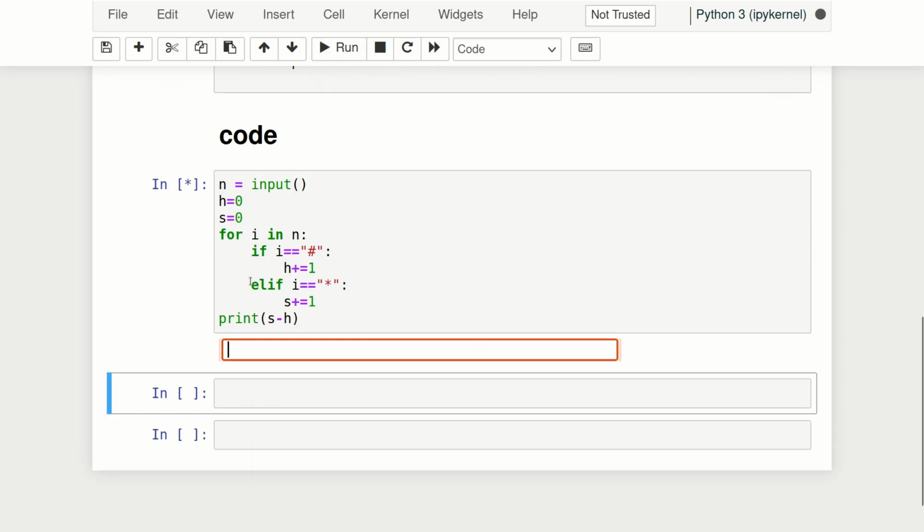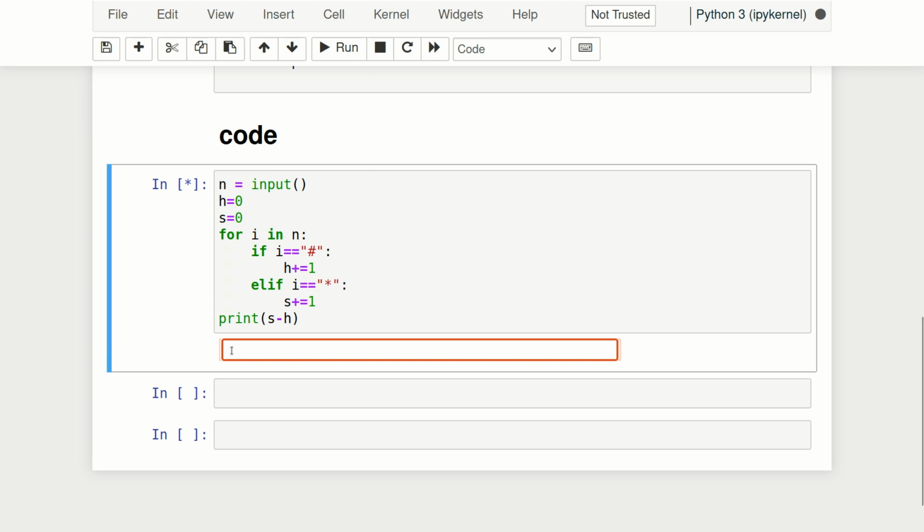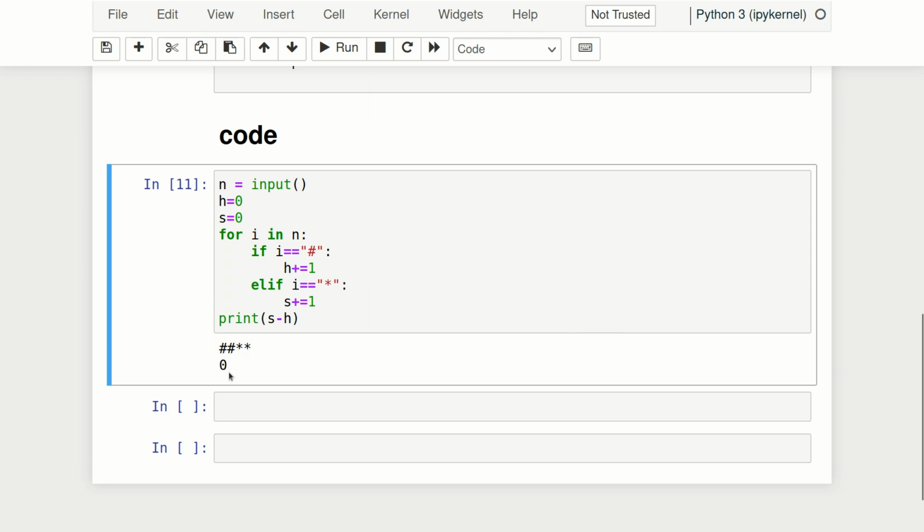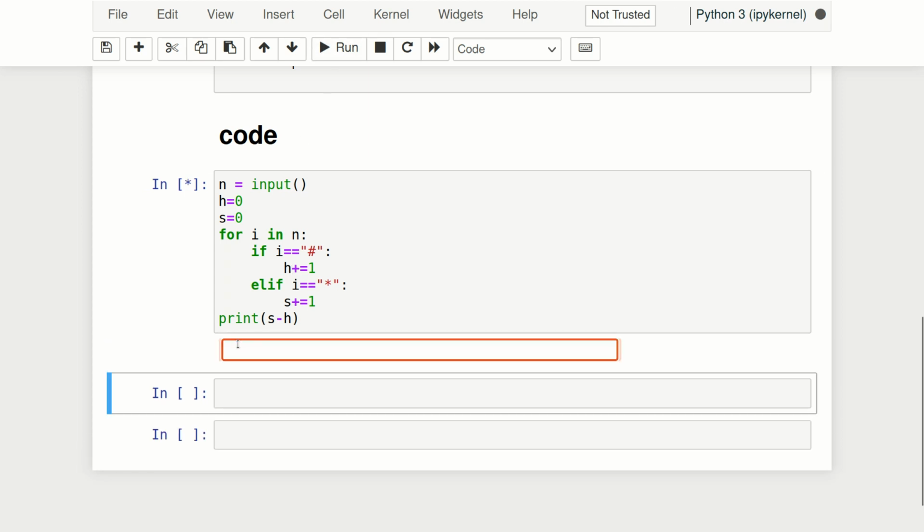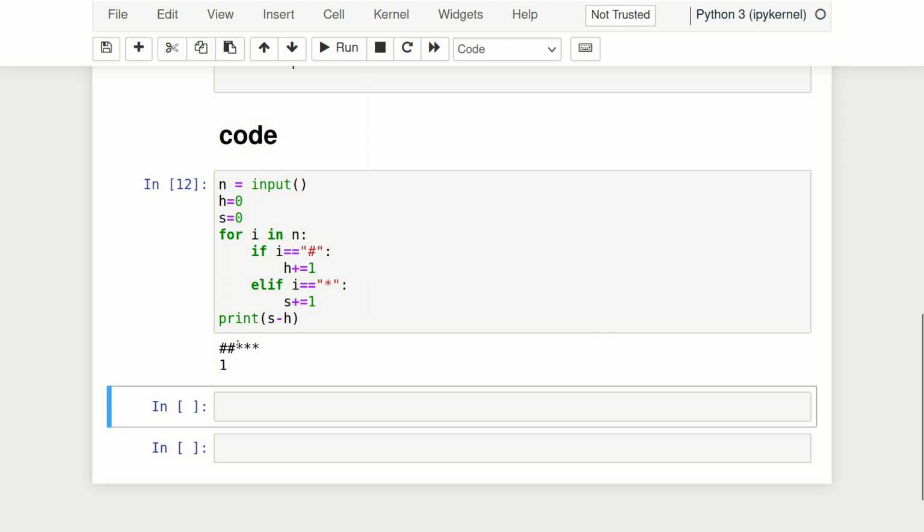So let me run this. Let's take the first input in which all are equal, hash hash star star. Okay, you can see the answer is 0 because both are equal. Now we can take another, like hash hash star star star. Okay, so you can see now we have given star greater, so there are 3 star and 2 hash, so we got the output positive 1.